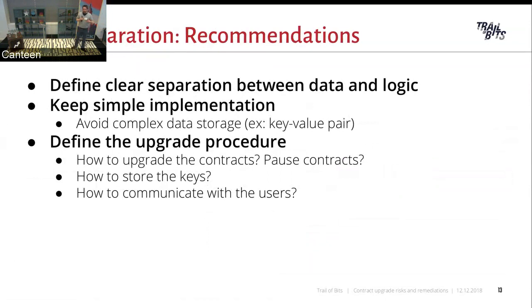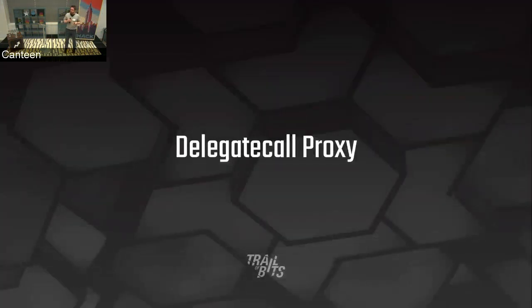Also, because you now have the capacity to completely change your code, you need to be really careful in the way you store the keys that allow you to change the system. From an operational point of view, you need to be really careful how you store this key, and what the access management to this key is. And finally, it's also really important to have a clear communication plan with your users if you want to upgrade your system: why you want to upgrade, what you will change. So this was the first pattern to add this upgradability capacity to your contract.